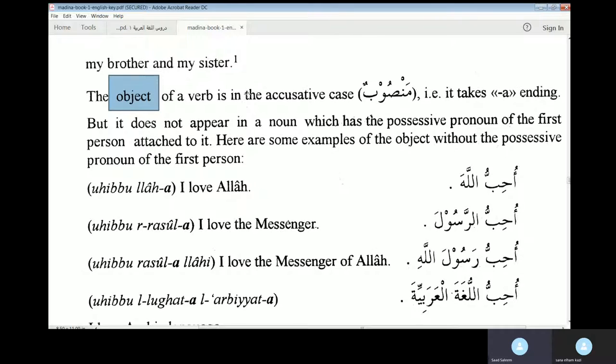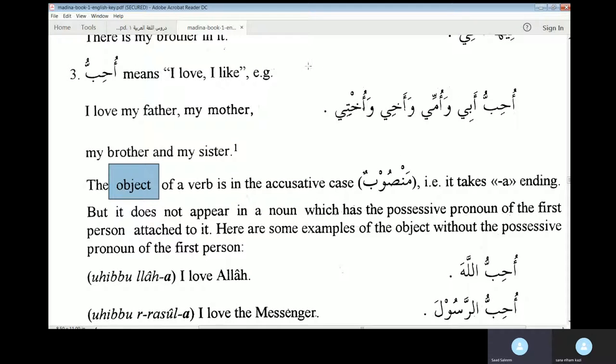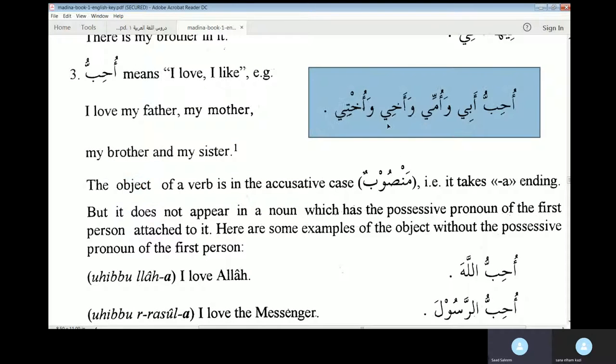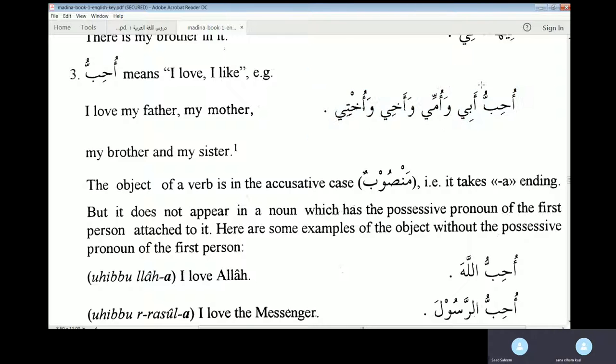For example, in the first sentence we have uhibbu abi wa ummi wa akhi wa ukhti. What are the objects in this sentence? Yes, there are four objects in this sentence: abi, ummi, akhi, wa ukhti. All these four persons are maful bihi, object. Maful bihi means object of a sentence.